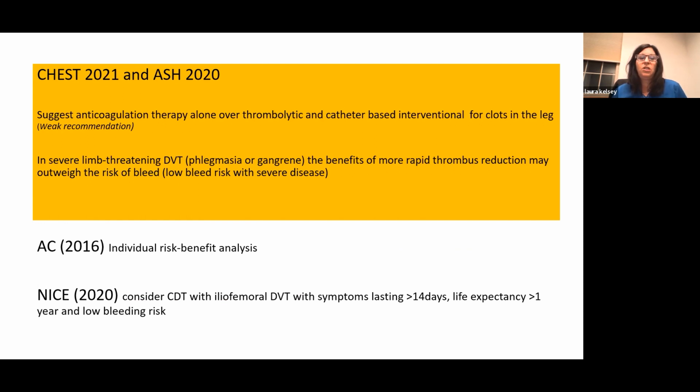I think we're still looking for some definitive data on this, but in severe limb-threatening DVT, patients with phlegmasia or, heaven forbid, gangrene, obviously you're going to try to do this for limb-saving purposes. And the NICE guidelines in 2020 said consider lytic therapy with iliofemoral DVT that persists over 14 days. The patient has a life expectancy over a year, and they're considered low risk for bleeding.